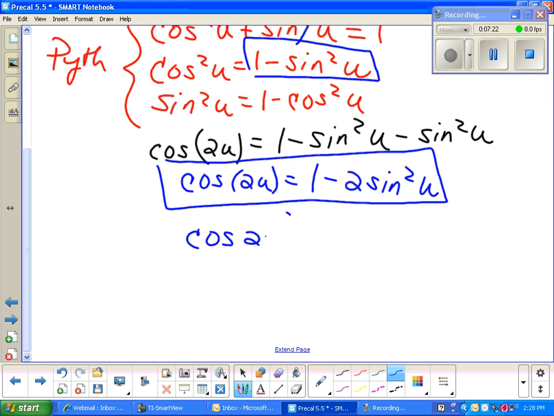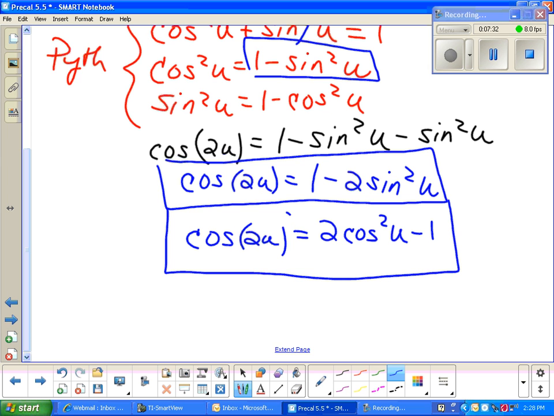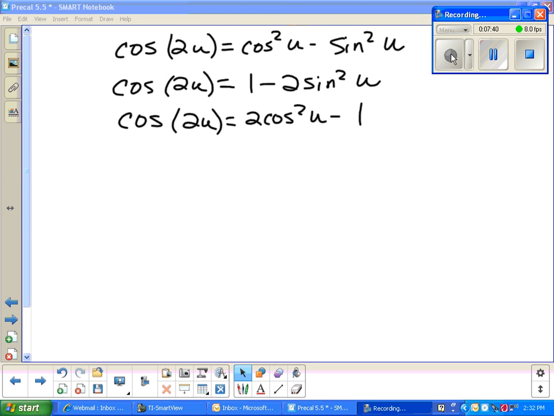If you want, you could write it again just using cosine, replacing sine squared with this, and you get 2 cosine squared u minus 1. The 1 and the 2, both of those work. Here, I'll pause this first. All right. So we end up with these three equations for cosine 2u. They're all the same thing.